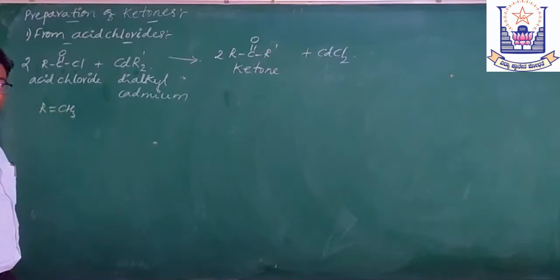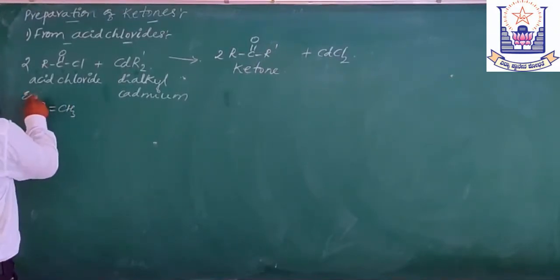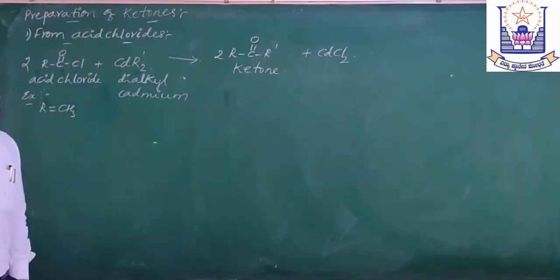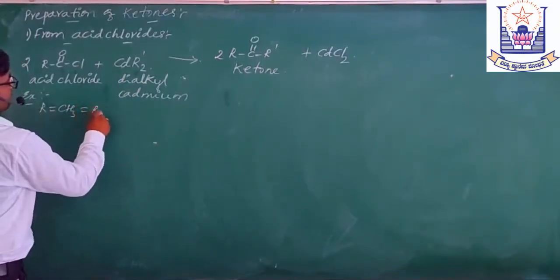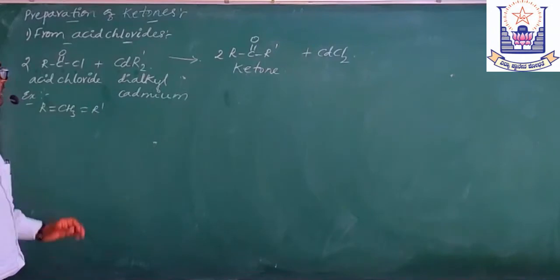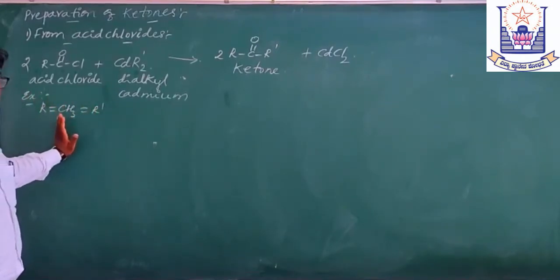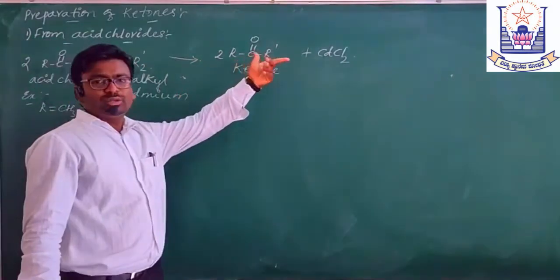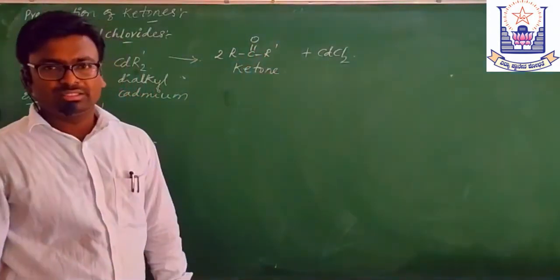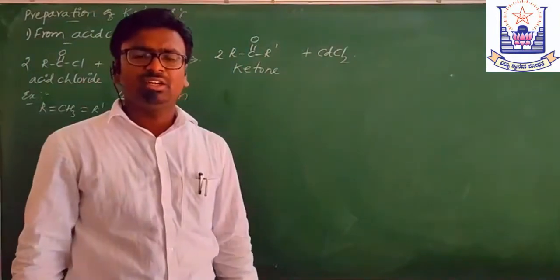Take R is equal to CH3 and write a suitable example. Okay, this is your homework. And take R dash also as CH3. No problem. Take R and R dash as CH3 and write the reaction equation so that you will get acetone as the product. That you have to do as homework.